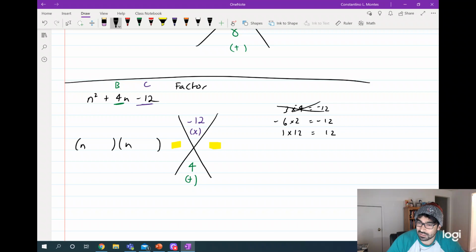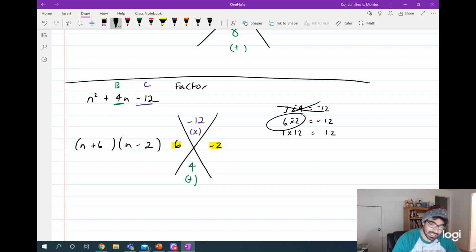So we're getting close. What if we switched it around? 6 times negative 2 is still negative 12. But is 6 plus negative 2 equal to 4? It is. These are my factors that work. I need a positive 6 and I need a negative 2. So I just have to write these in. n plus 6 and n minus 2, and I'm done.